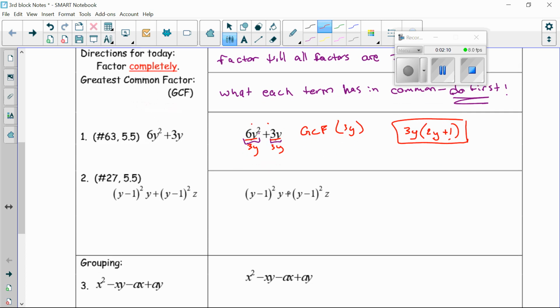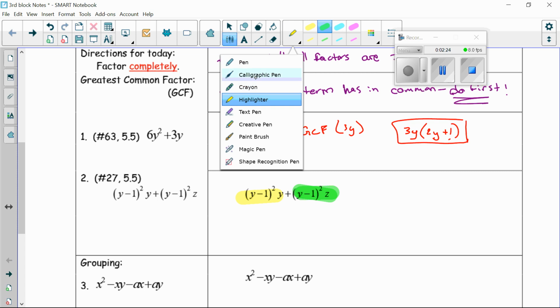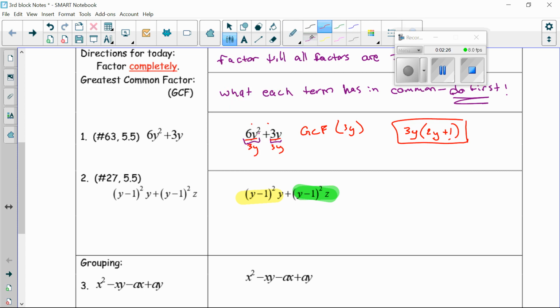This one looks different, but it's the same idea. When you're looking at the number of terms in this problem, we have a term here, and then we have a term here. Okay, it's separated by a plus sign. Well, within those terms, there is a GCF, and that GCF is what they have in common. In this case, it's an entire expression here. Your GCF is y minus 1 quantity squared, so that whole thing.